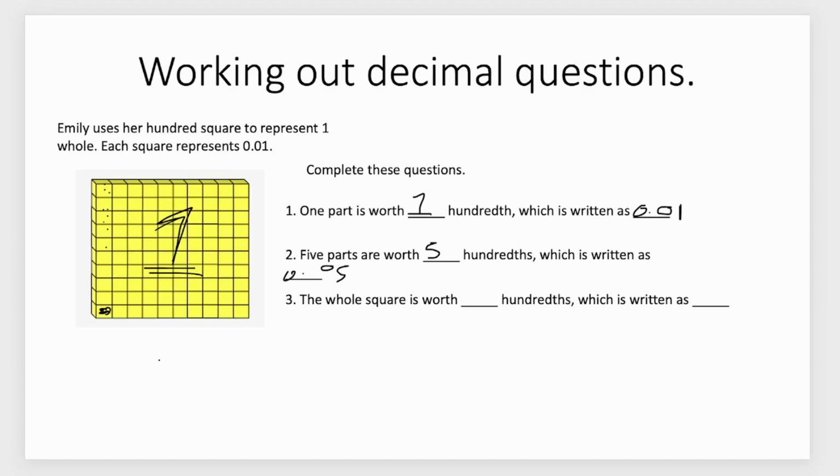And the last question, the whole square is worth how many hundredths, which is written as what? So the whole square itself, we know there's 100 parts in this square. So there's 100 parts, right? So the whole square is worth 100 hundredths. Pretty tongue twisting, that one. Which is written as one whole, right? Because it is one whole. There's no more decimals in that one. It's together as the whole, which is number 1. It's just one whole square of those 100 parts.